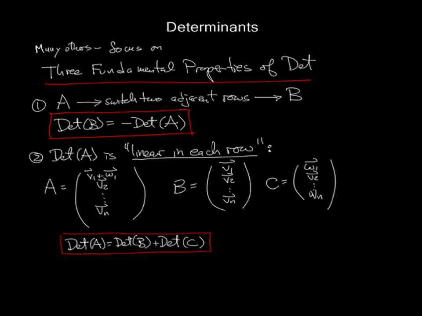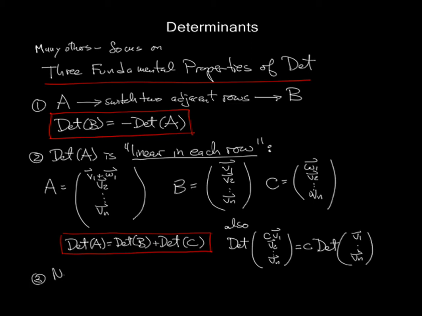And there's also the accompanying property that if you multiply a vector by a scalar, then the determinant multiplies by that scalar. If you multiply a row by c, then the determinant gets multiplied by c. And finally, the determinant of the identity matrix is 1. And this is really just a normalization. You could take it to be 2 or 10 or whatever you want, but it's most natural to take it to be 1.